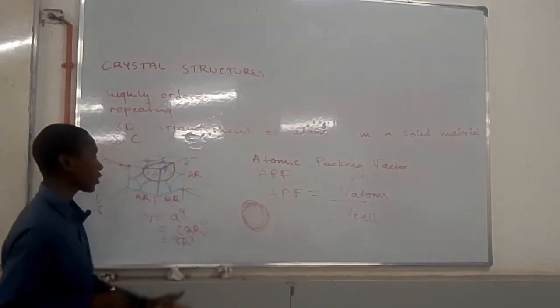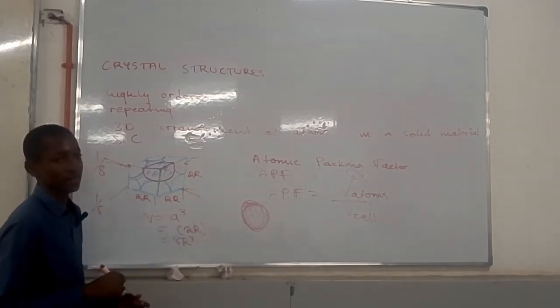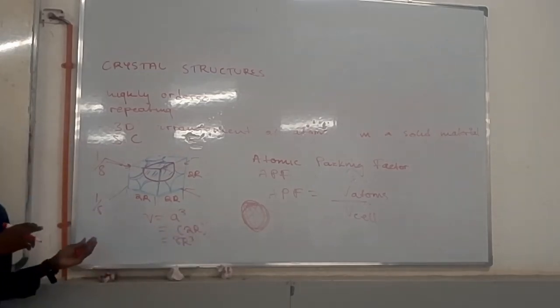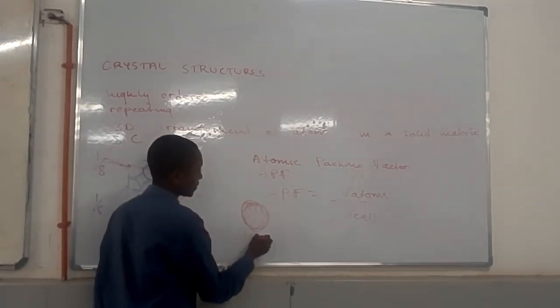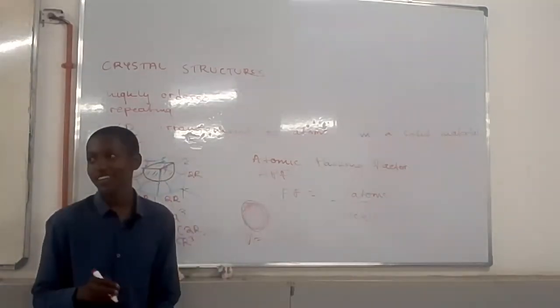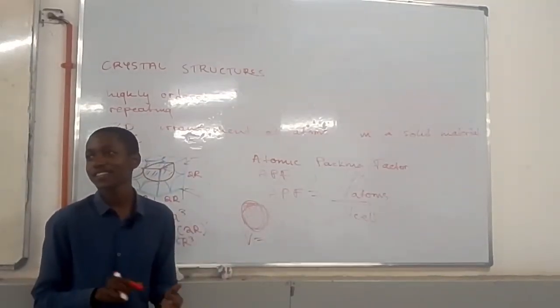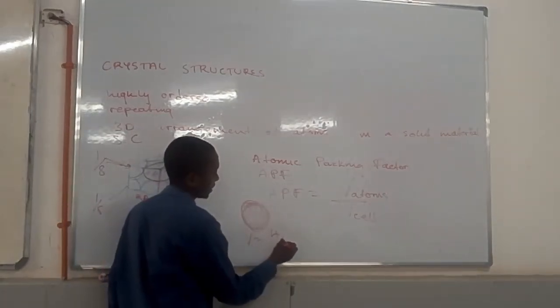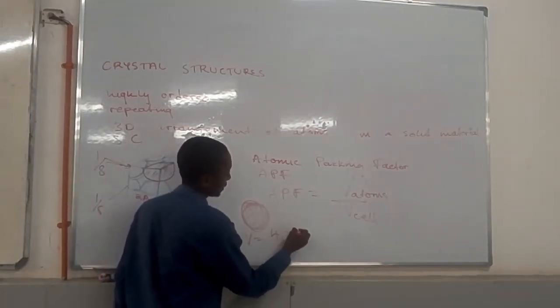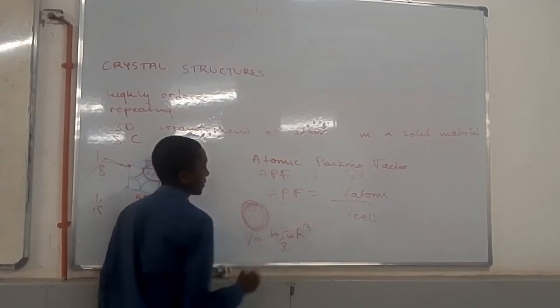Yeah, the atoms are solid spheres, right? And we know how we can find the volume of a sphere. What is the volume of a sphere? The volume of a sphere is, Jonathan, what is the volume of a sphere? 4 over 3 pi r what?